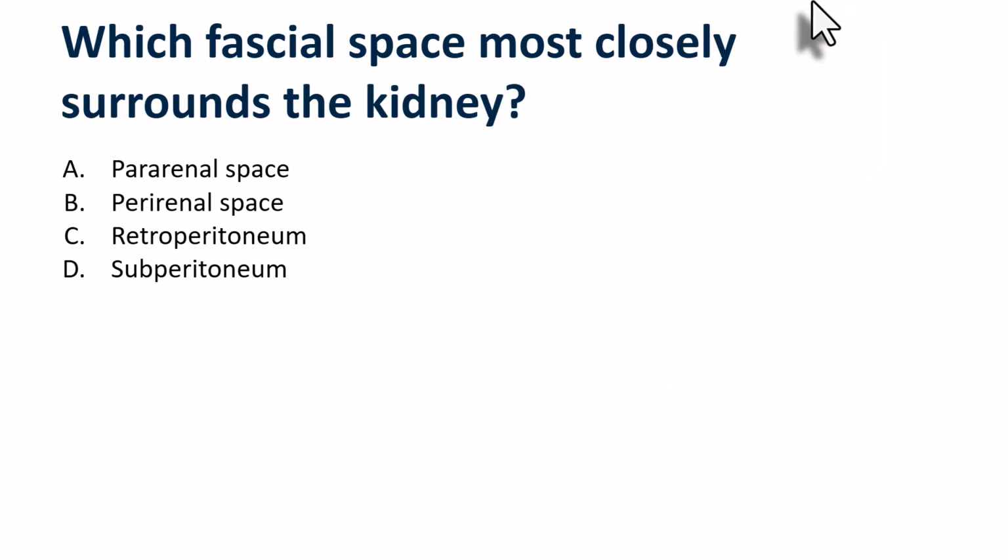So let's assess the knowledge. Which fascial space most closely surrounds the kidney? Is it the perirenal space, the retroperitoneum, or the subperitoneum? Well, the whole space is retroperitoneum. Subperitoneum is below it in the pelvis, so we have to decide between pararenal and perirenal space. Well, we know that peri with an I is on the inside, so B is the correct answer.